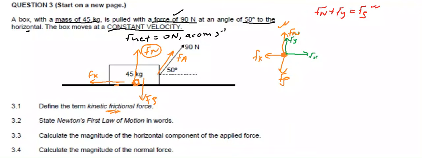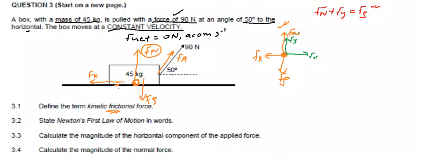Okay, let's go straight to the questions. The first question says, define the term kinetic frictional force. You just define it as per exam guidelines. The definition is: the kinetic frictional force is a force that opposes the motion of an object relative to a surface. That is a frictional force.